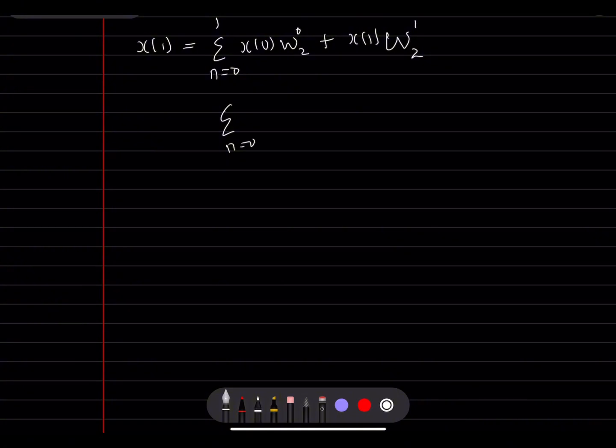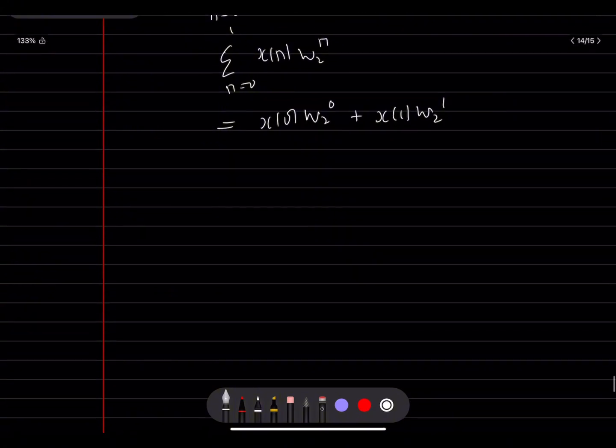So this is how we have what we have over here, and in all we can rewrite it as the summation of n equal to 0, 1 of x of n omega 2 power n, right? Which can also be written as x of 0 omega 2 power 0 plus x of 1 omega 2 power 1. So based on this, we can come out with our final equation as X of 1 equal to x of 0 omega 2 power 0 plus x of 1 omega 2 power 1. And this is going to be our equation 2.